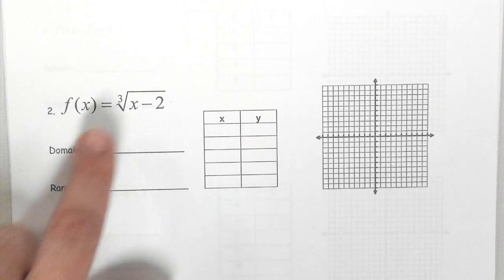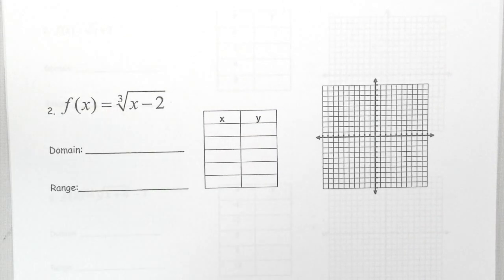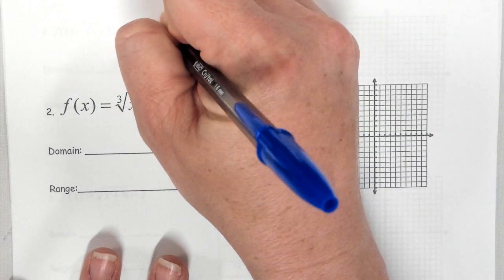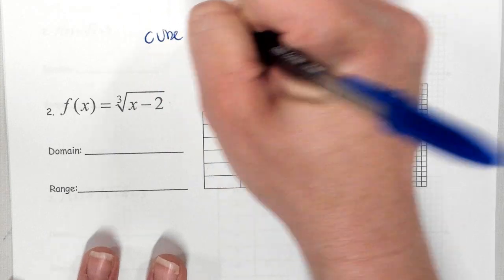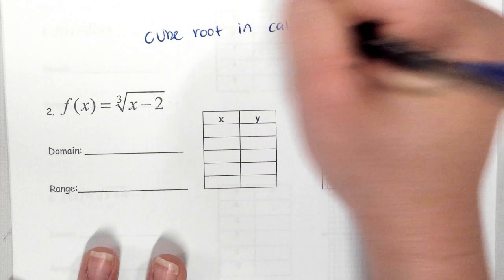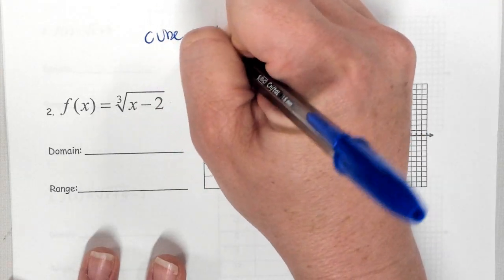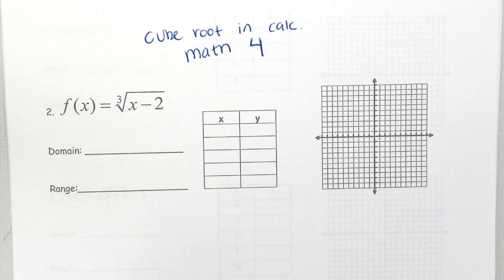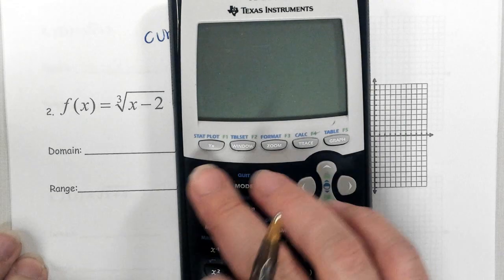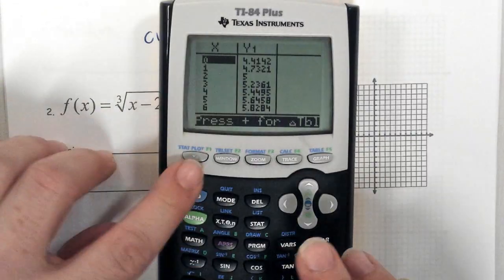So this one's different. This is a cube root. Do y'all see that? Okay, so knowing that, to do a cube root in your calculator, you hit math 4. If you do it any other way, you will not get the right answer. So if you come here, go to y equals, dang it, why do I keep trying to use the wrong calculator? Y equals.